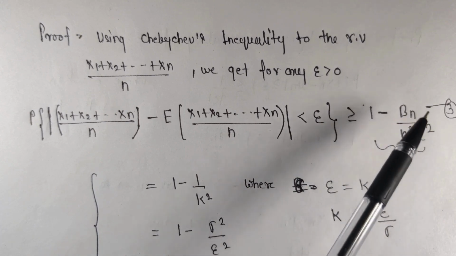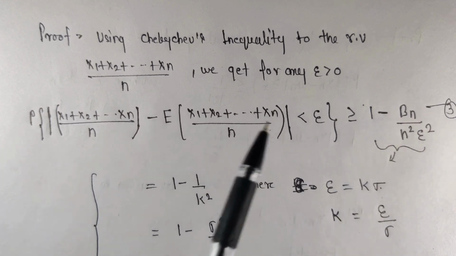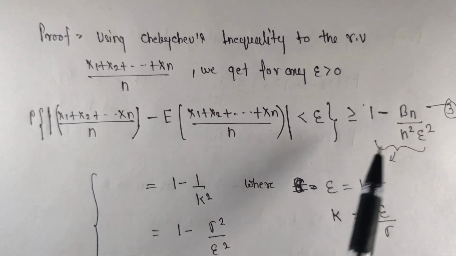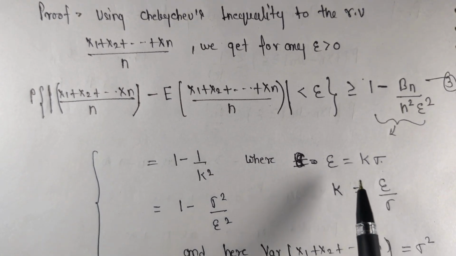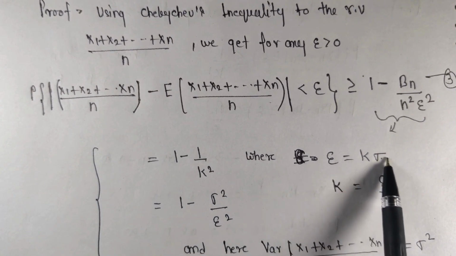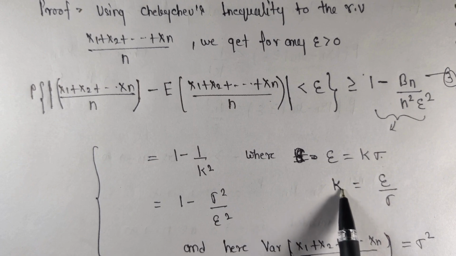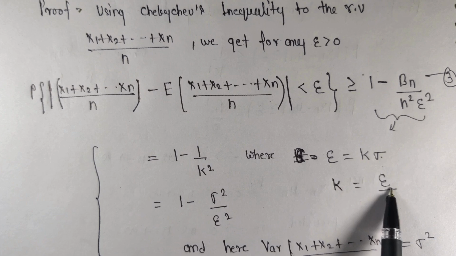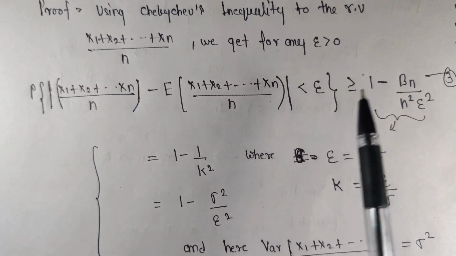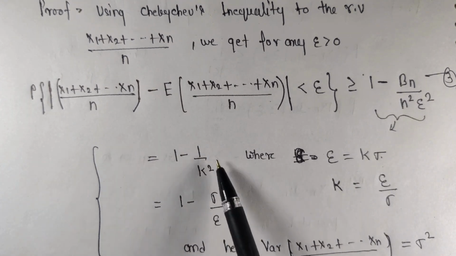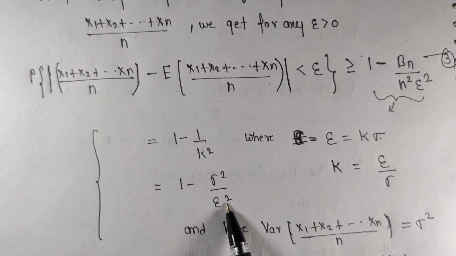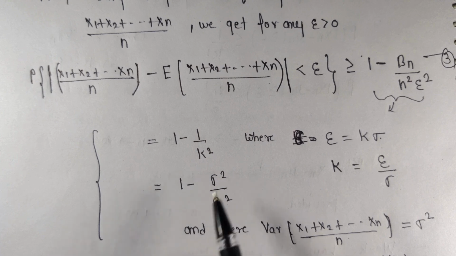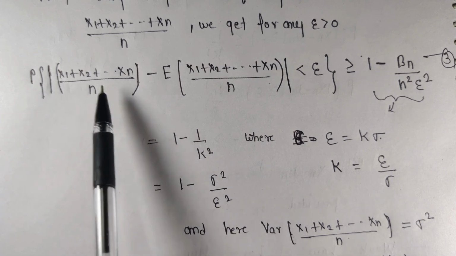So I am writing here Bn upon n square into epsilon square, and here I have explained why I am writing this quantity in place of 1 upon k square. As we know that epsilon is equal to k sigma, so now you can write k is equal to epsilon by sigma. And the right hand side relation is 1 minus 1 upon k square. So now you can put here the value of 1 upon k square as sigma square upon epsilon square. And sigma square is what? Variance of this random variable.